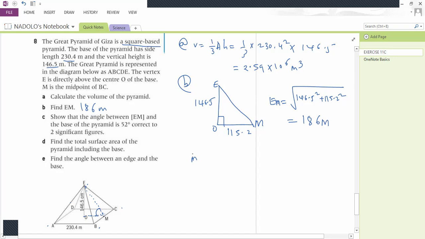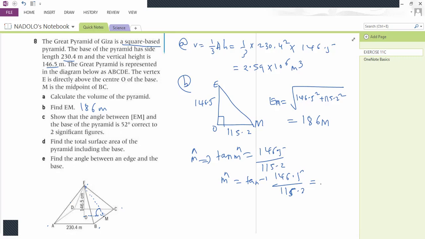So angle M will be given by, we'll use tan. Tan M degrees is equal to opposite divided by what? Divided by adjacent. So M will be tan inverse of 146.5 divided by 15.2. If you use the calculator and do this, because you have done before how to write angles, you'll get your answer as 52 degrees. They have said to do significant figures, so you get 51.8, which will turn out to be 52 degrees.